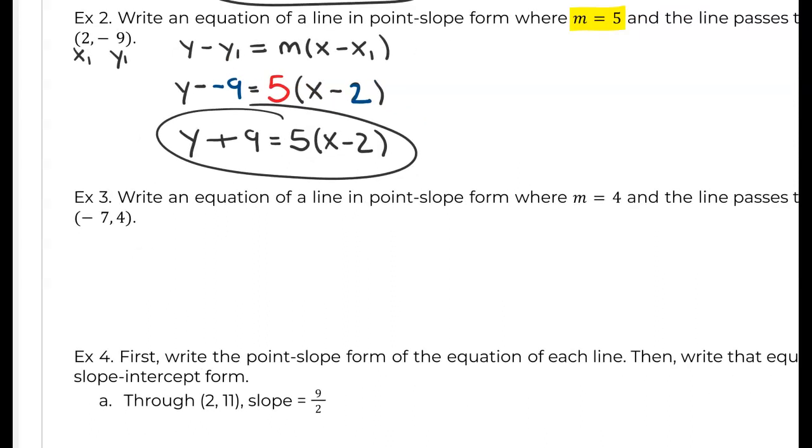Give number 3 a shot, example 3 a shot on your own. Hopefully now you've seen 2 examples. You can kind of understand where pieces go.